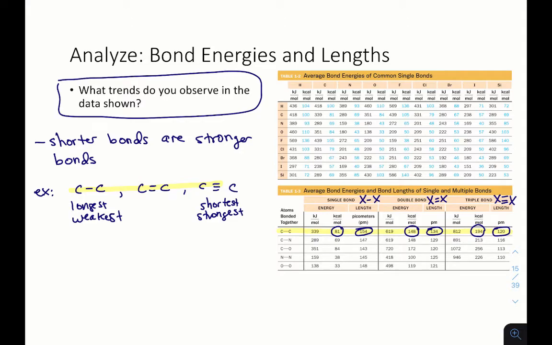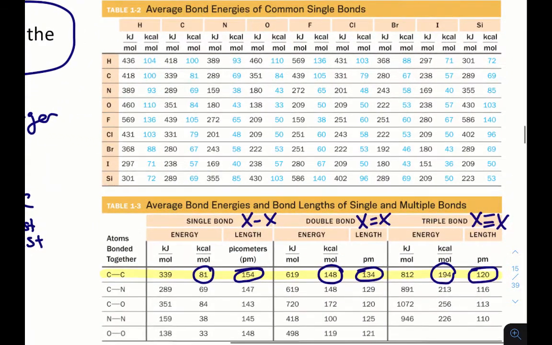Did you find any more examples of this? Sure, we could point out many examples, but we'll take a quick look here. We could look at carbon bonding with different halogens. What's happening to the bond energies of the C-F, C-Cl, C-Br, C-I bonds? Yeah, they're getting weaker. The bond energies are decreasing. What's happening to the bond lengths?